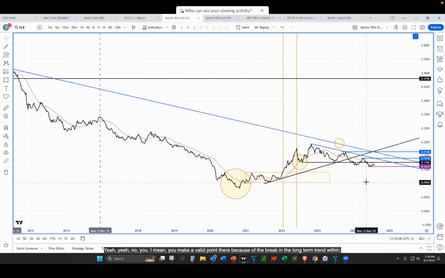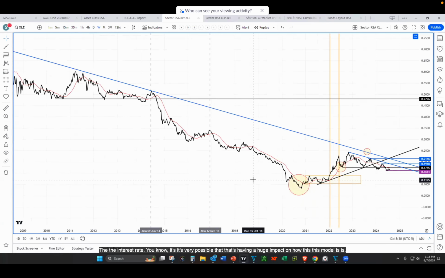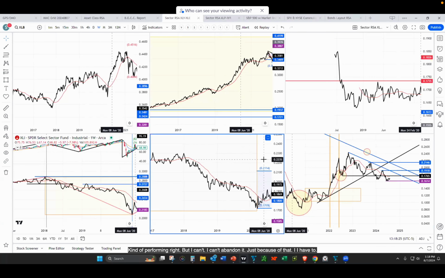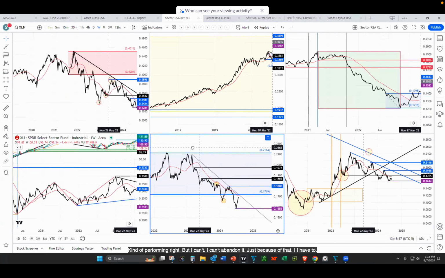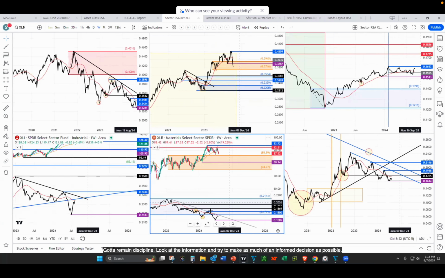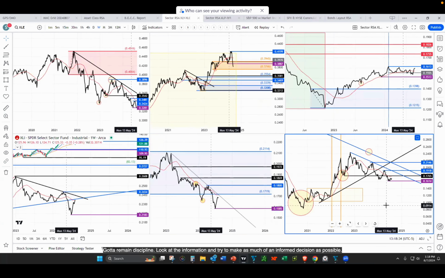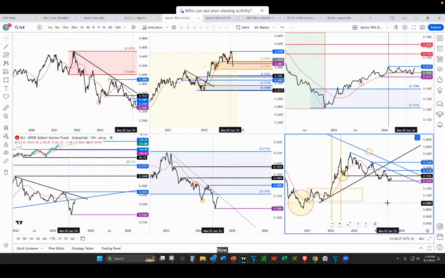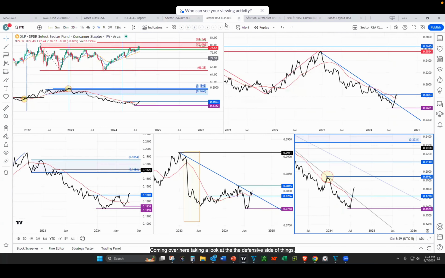No, you make a valid point there because of the break in the long-term downtrend within the interest rate market. It's very possible that that's having a huge impact on how this model is performing, right? But I can't abandon it just because of that. I've got to remain disciplined, look at the information, and try to make as much of an informed decision as possible.